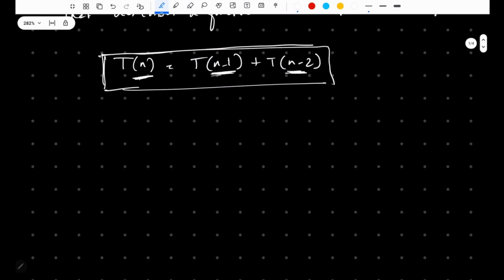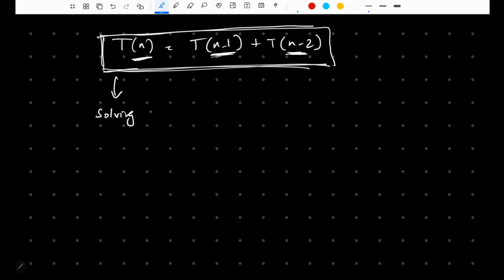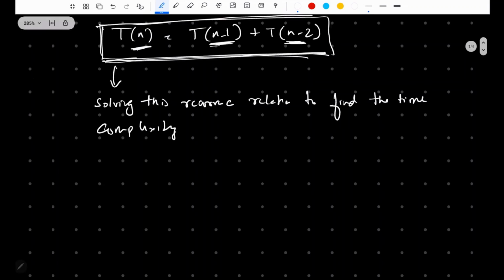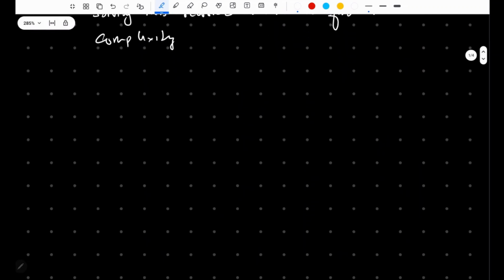And why do we need recurrence relations? In our course on algorithms and data structures, we will be using recurrence relations and solving them to find the time complexity. If you are given the recurrence relation of the Fibonacci series, how will you solve it? There are three ways of solving a recurrence relation.